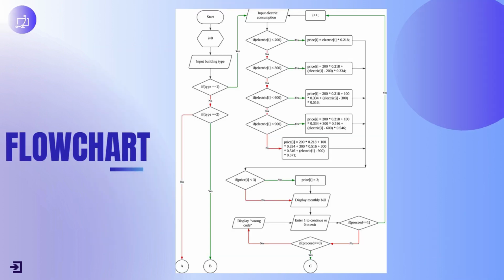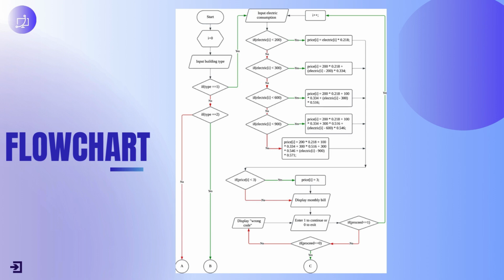So let's start with our flowchart. But first, we will initialize I equal to 0 because we'll be using an array to store the data. First, the user will input the building type, either 1 or 2, and then the user will input the electric consumption to check for different prices. If the price is less than 3, then it will automatically become 3 because that is the minimum requirement. Then the monthly bill will be displayed, and the user will be asked to continue or to exit the program. If continue, the whole thing will be repeated.